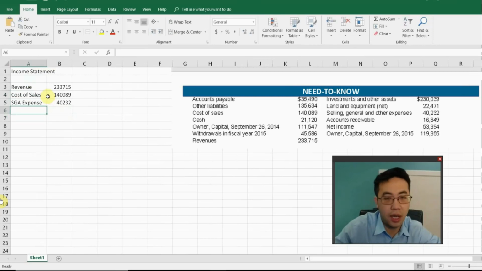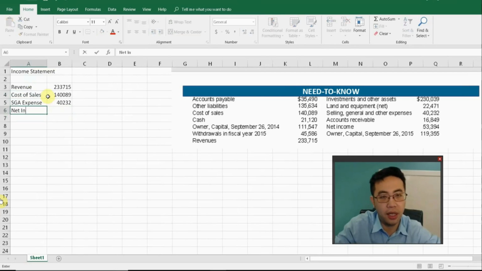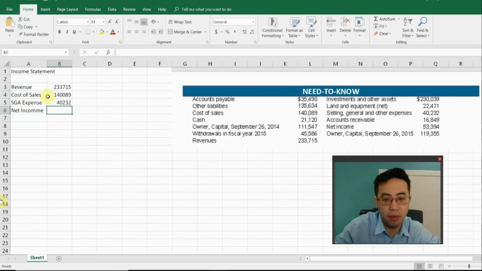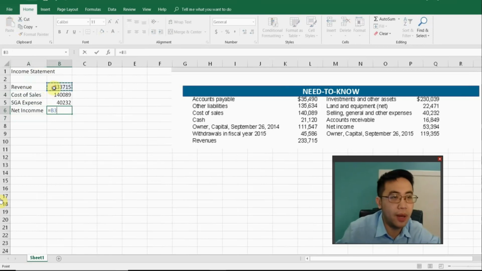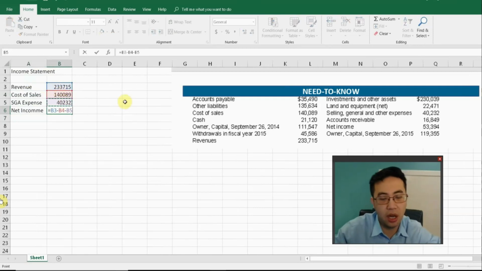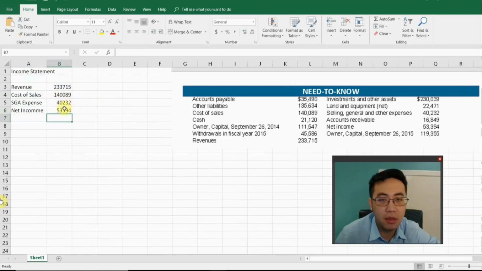Now I can get my net income, and this net income would be my revenue minus the cost of sales minus SGA expenses. Just click on these cells and connect them with the equal sign and minus sign. So that's my net income, and my net income is also provided here. It's a good verification to say that what I did here is right.